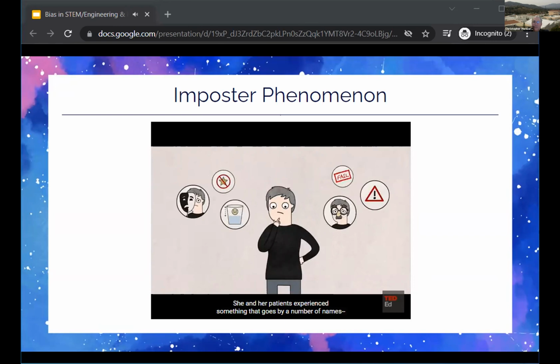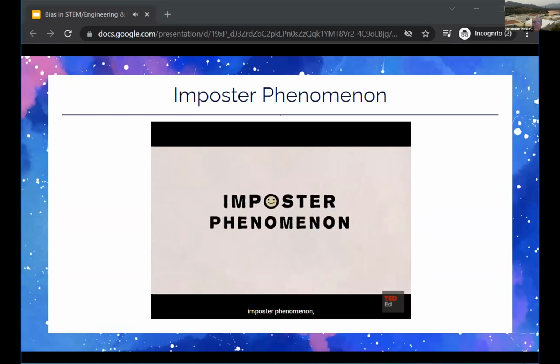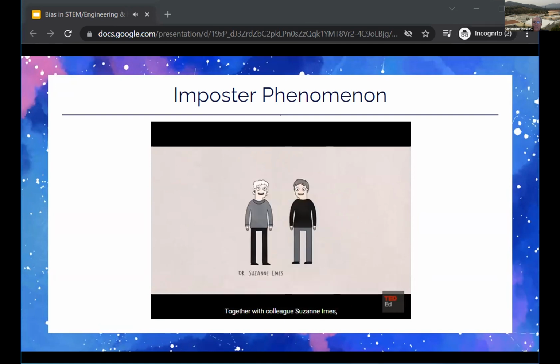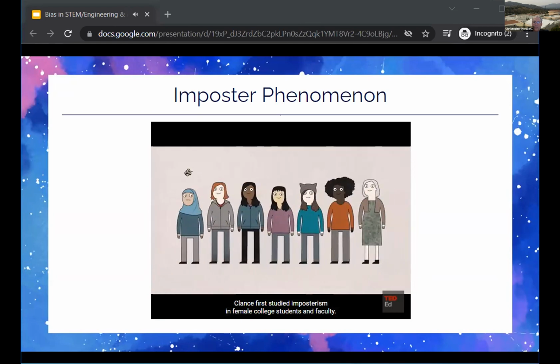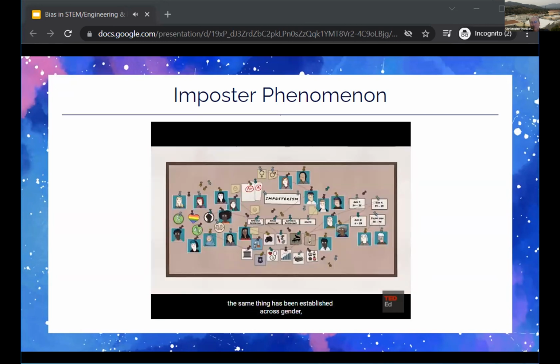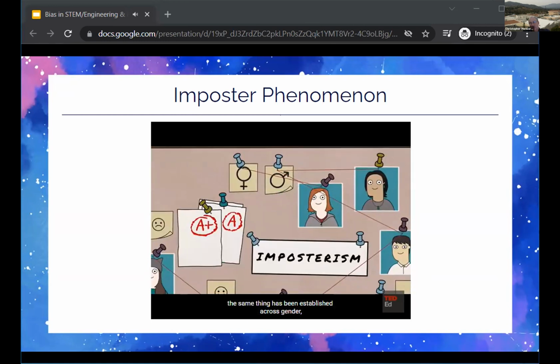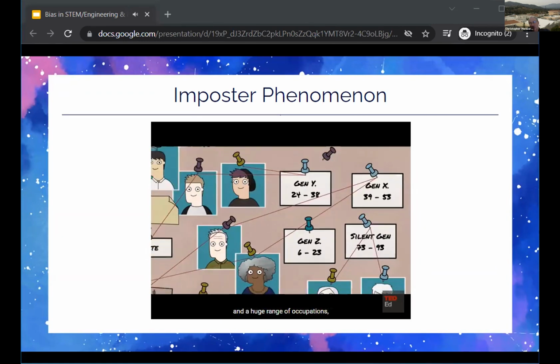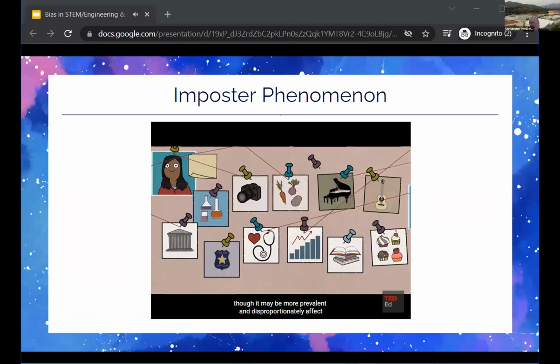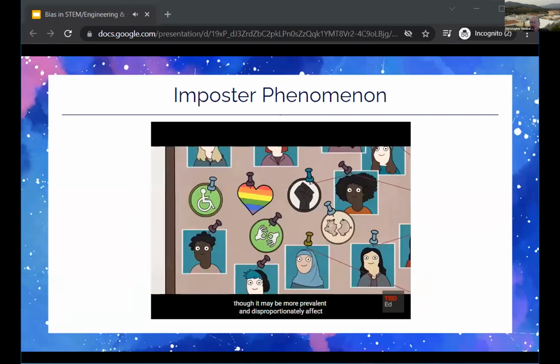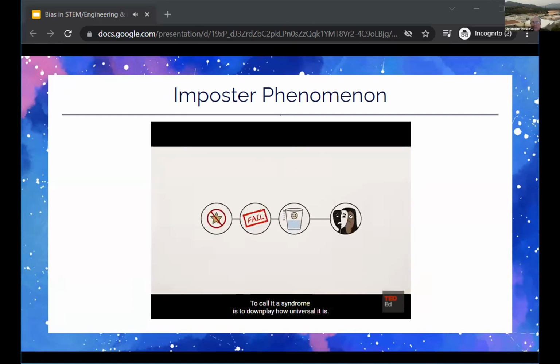She and her patients experienced something that goes by a number of names: imposter phenomenon, imposter experience, and imposter syndrome. Together with colleague Suzanne Imes, Clance first studied imposterism in female college students and faculty. Their work established pervasive feelings of fraudulence in this group. Since that first study, the same thing has been established across gender, race, age, and a huge range of occupations, though it may be prevalent and disproportionately affect the experiences of underrepresented or disadvantaged groups.